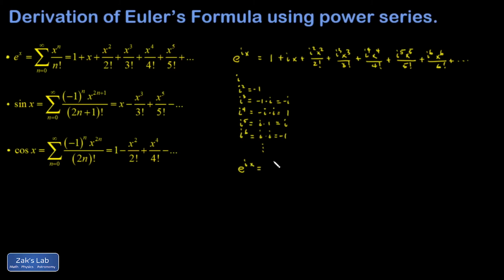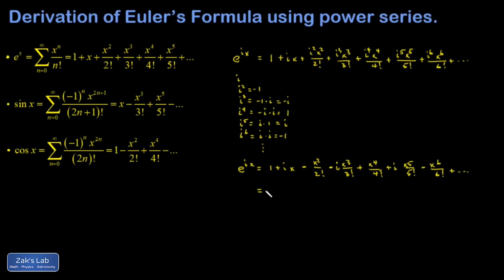Plugging all these into my expression for e to the ix, I get 1 plus ix minus, because i squared is -1, x squared over 2 factorial. Then i cubed is -i, so I have another negative term. And then i to the 4th was just 1, so x to the 4th over 4 factorial. i to the 5th is just i. And i to the 6th was -1.